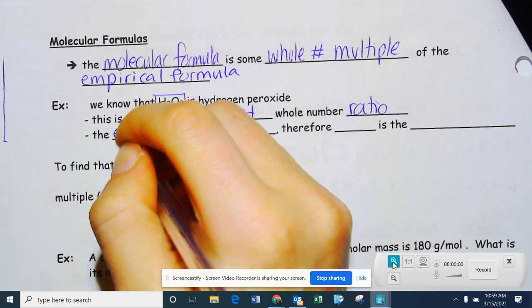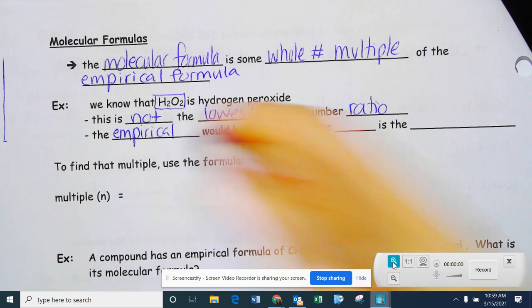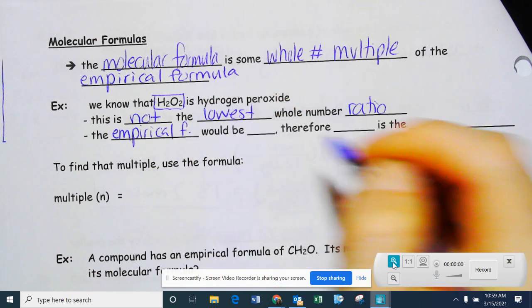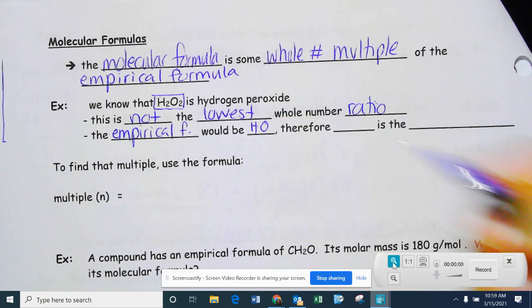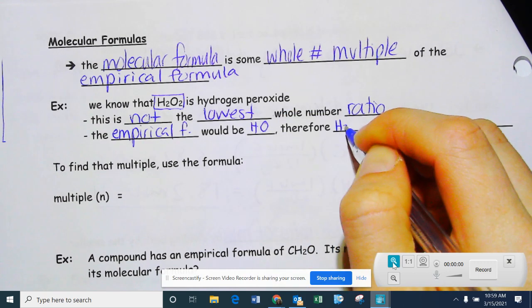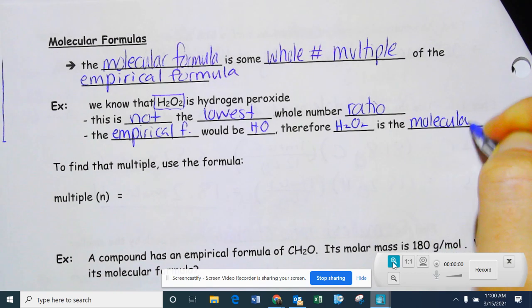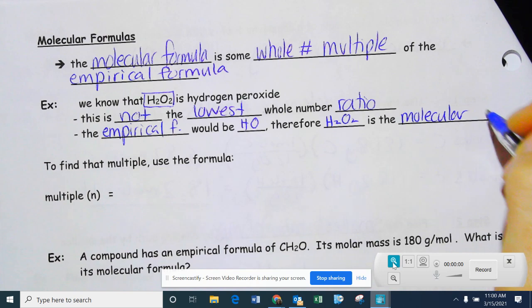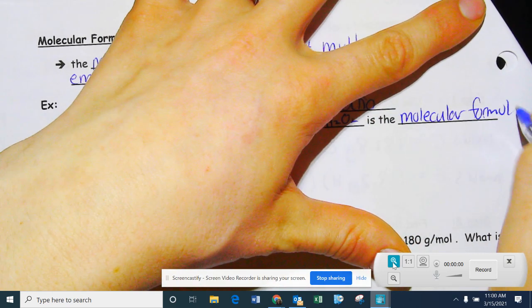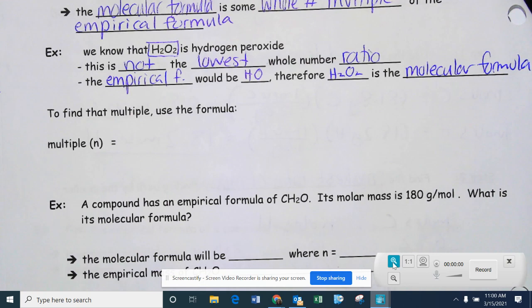But that's not what hydrogen peroxide is. So the empirical formula would be HO. And therefore H2O2 is the molecular formula. In order to find that multiple, in order to figure out what we actually have, we have to use the molar mass of the compound and what the empirical mass would be.